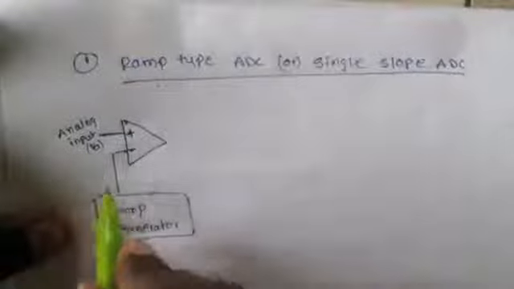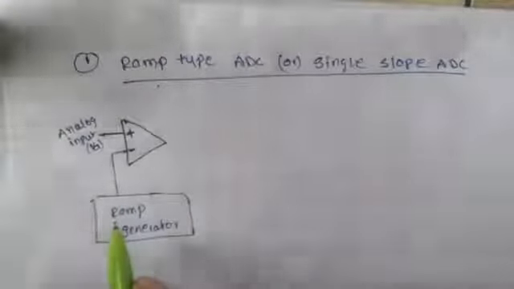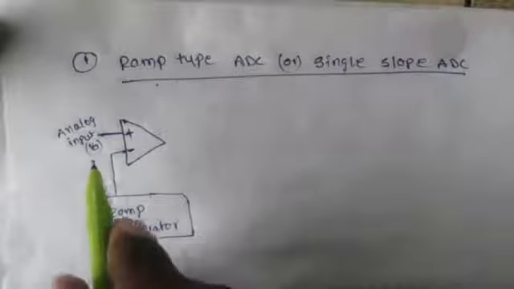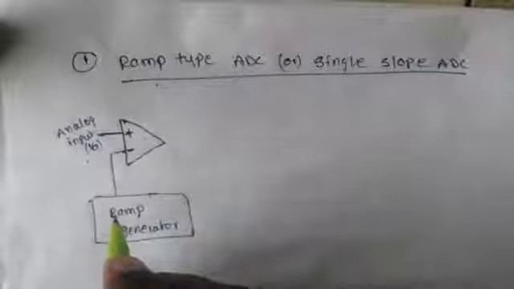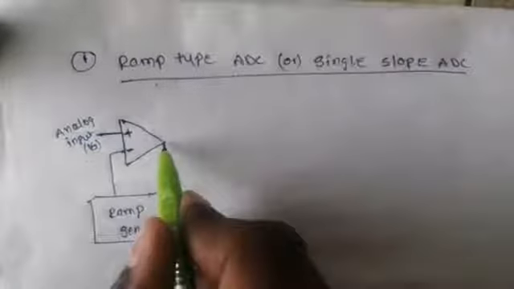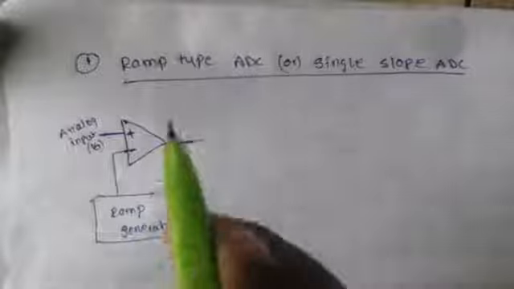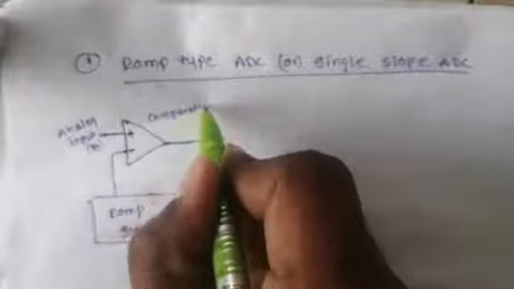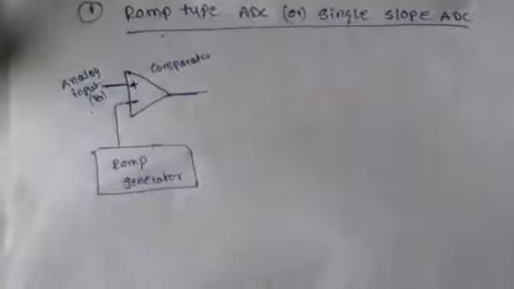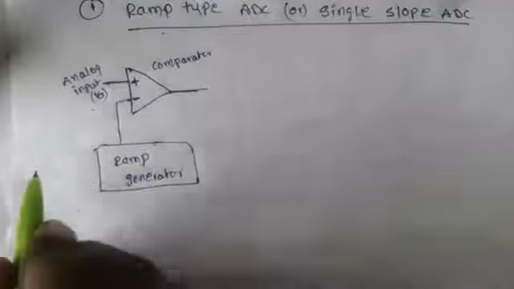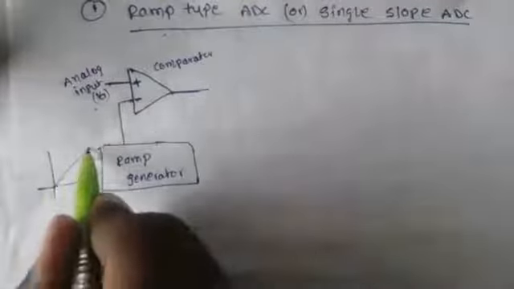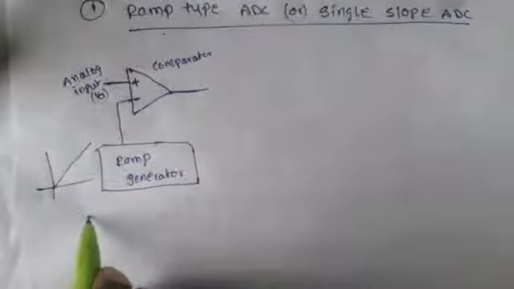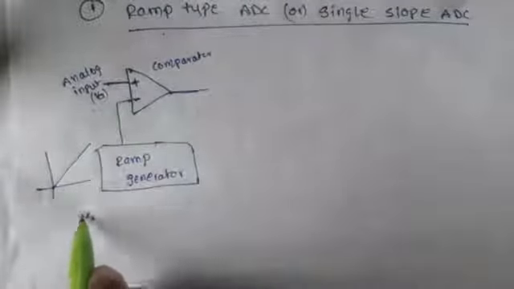So these two will be compared. The ramp generator is nothing but the reference voltage here, and the reference voltage and analog input voltage are compared, and the corresponding output will be produced at this point. So this operational amplifier will act as a comparator. How the comparator operates: the ramp voltage will be generated in a linear manner. You can consider this as a reference voltage, and VA will be compared with the reference voltage.